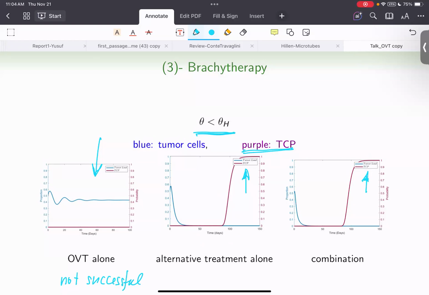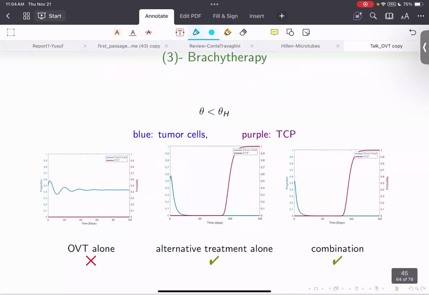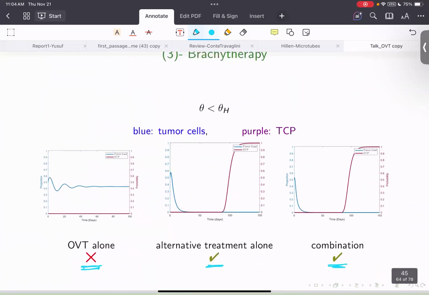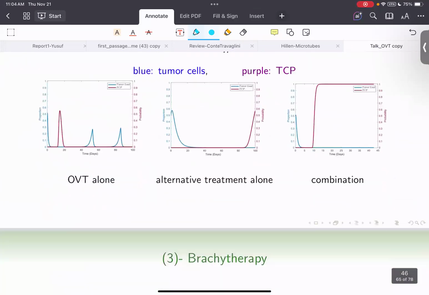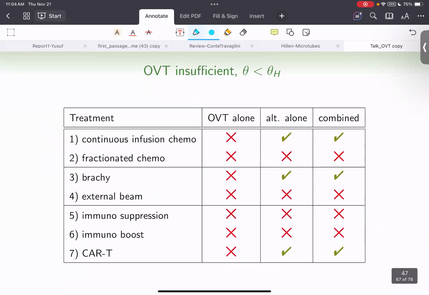Okay. And now I want to keep track of all the 7 treatments of all these combinations. So I use an X to indicate it is not successful, and I use a check mark to indicate it is successful. And then I get the following table. Here's the table. So if the oncolytic viral therapy is insufficient on its own, we get X's here all across.